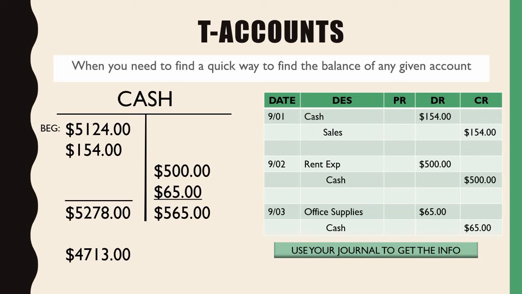Now, that's just chicken scratch on your journal. And yes, you can do that on the side of your journal, that's acceptable. But crossing out an actual journal transaction is not an option. Okay. Now, T accounts only serve the purpose of quick account balances.